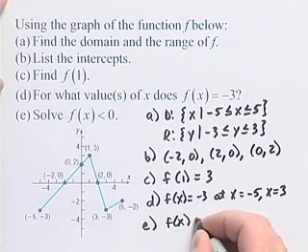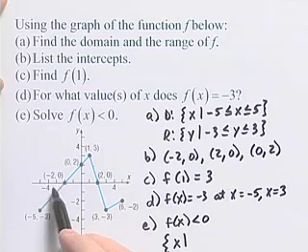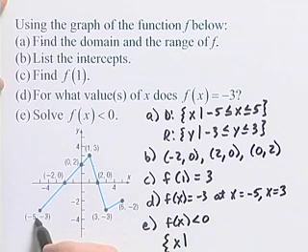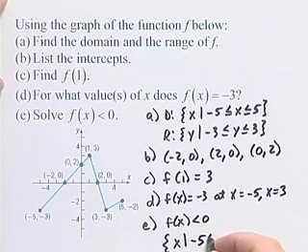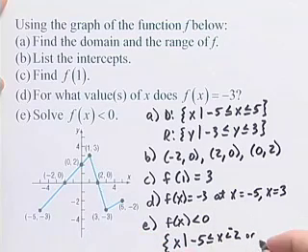So f of x will be less than 0 for values of x that are less than -2, greater than or equal to -5. So we'll write -5 less than or equal to x, less than -2. Or we want x to be greater than 2, but less than or equal to 5.